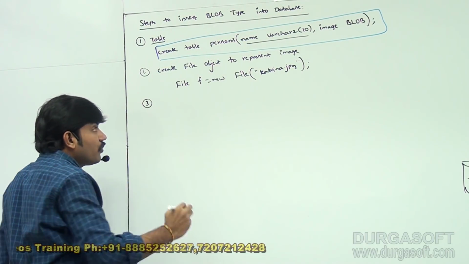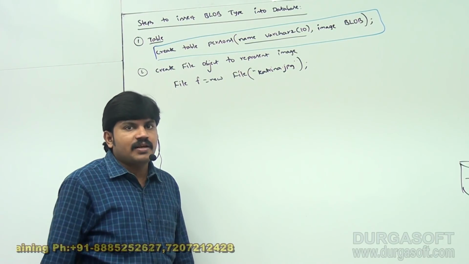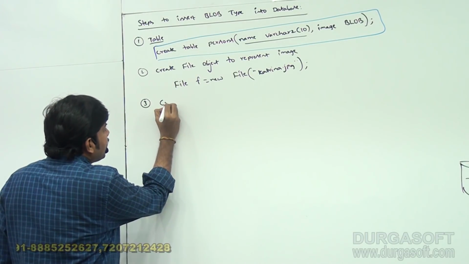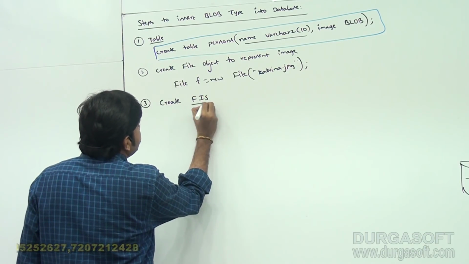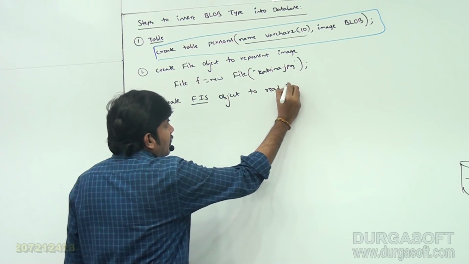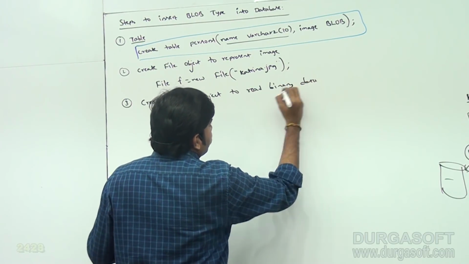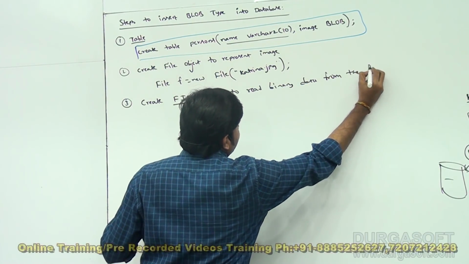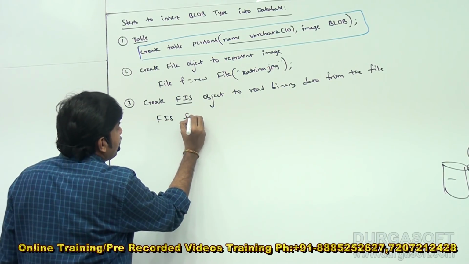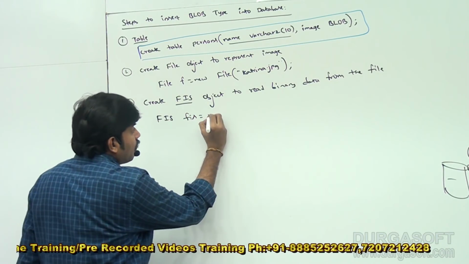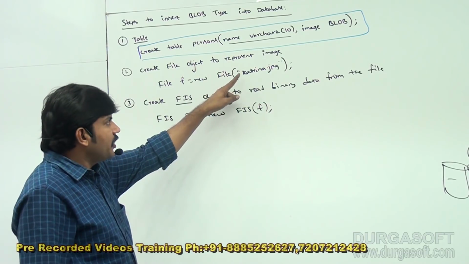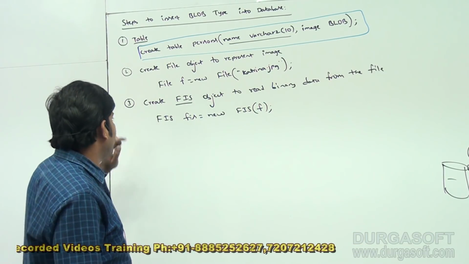Next, to read binary data from the file, which stream is required? FileInputStream is required. Create a FileInputStream object to read the binary data from the image file. How to create it? FileInputStream fis = new FileInputStream of f. That's all. f is already pointing to Katrina.jpg, so the FileInputStream is ready.